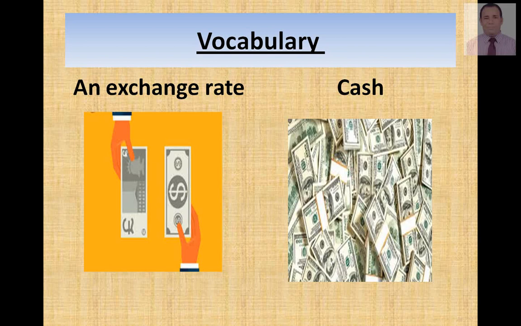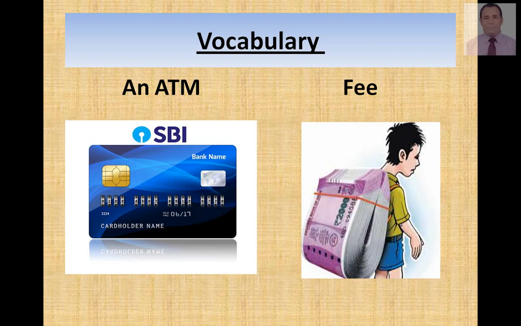Okay. The next one, cash. What can you see in this picture? You can see a lot of money, but not credit cards or MasterCards or Visa cards. No, you find here money, cash, and even in Arabic we say cash. Yeah, I guess it's clear. Cash. Even in Arabic it's the same word. Yeah. Let's go to the next one, an ATM.